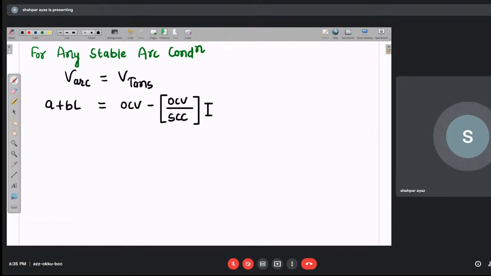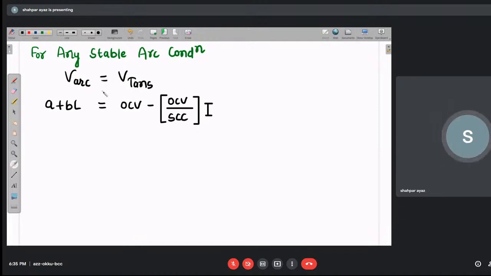So while solving numericals, you can always use this for any numericals of GATE, engineering services, civil services, any of the exams. If it is not mentioned in the problem, by default you can assume stable arc condition and equate these two.